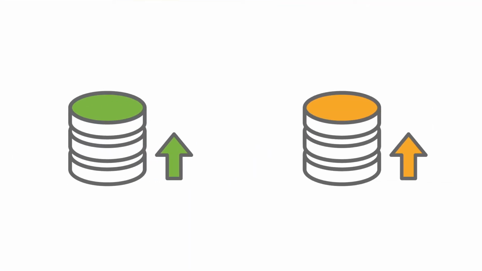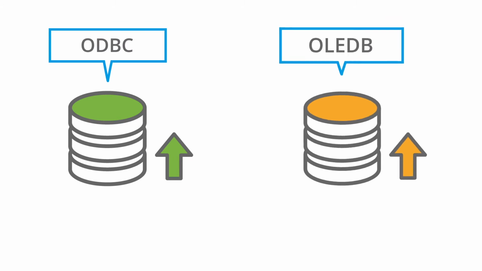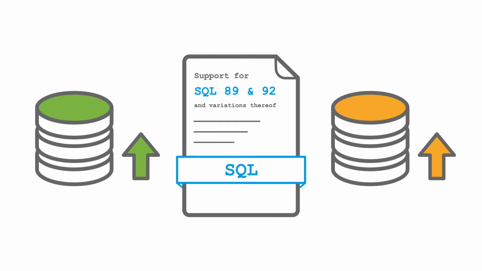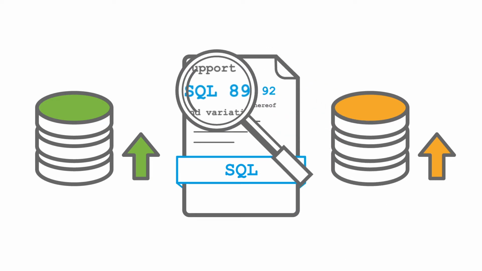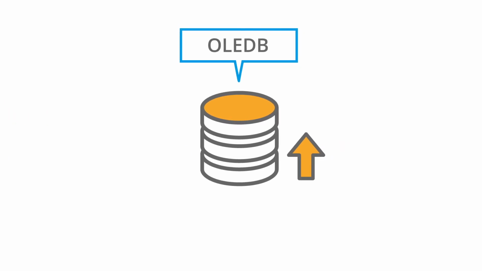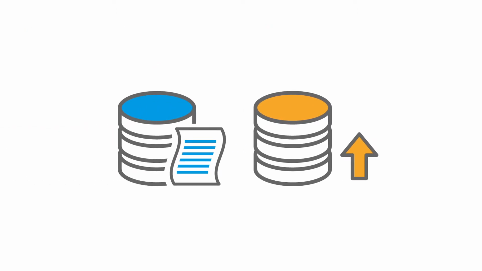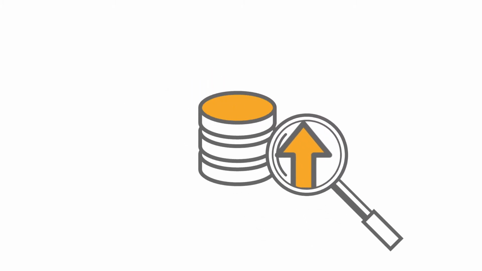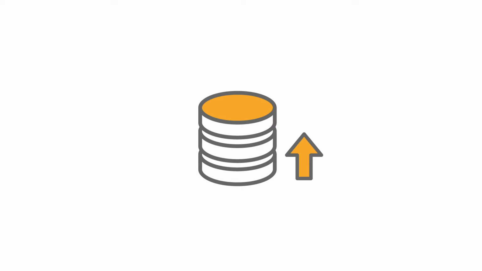There are two variants of the tool: Database Query ODBC and Database Query OLEDB. Both have comprehensive support for both modern and legacy SQL standards, and the OLEDB version has support for the call stored procedure tool. This video will focus on the OLEDB variant of the tool. However, much of this is applicable to the ODBC version.